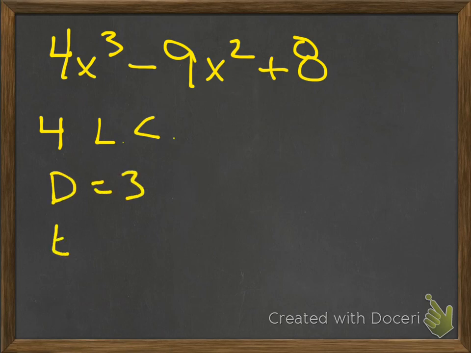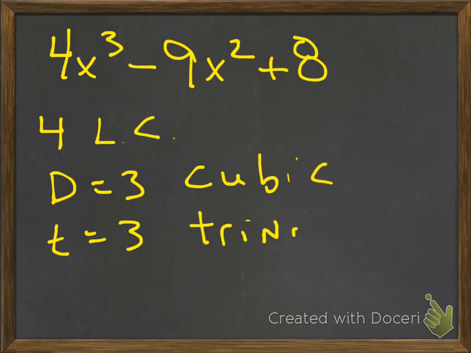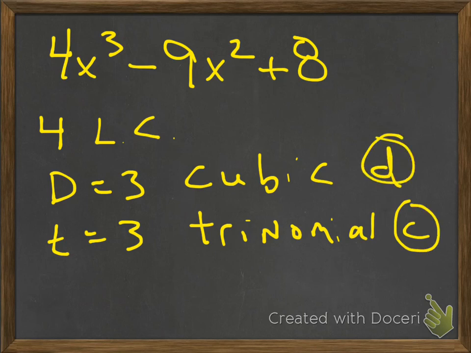Number 1. All right. So you put it in order. Part A would be 4x cubed minus 9x squared plus 8. Part B asks for the leading coefficient. That's 4. Part C asks you for how many terms. What's it classified by terms? Since it has 3 terms, it's a trinomial.